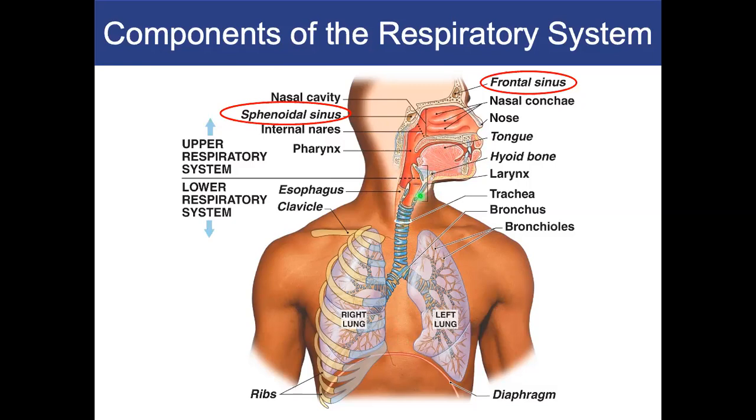What makes sure that air goes down the trachea or food goes down the esophagus? It's actually the epiglottis right here. And so this epiglottis closes when you swallow to let food go down the esophagus. When you're taking a breath, the epiglottis opens so that air can move in and out of the trachea. Here are a couple of sinuses that you can see. So the frontal sinus is right there, in your frontal bone, and then the sphenoid sinus is in your sphenoid bone.